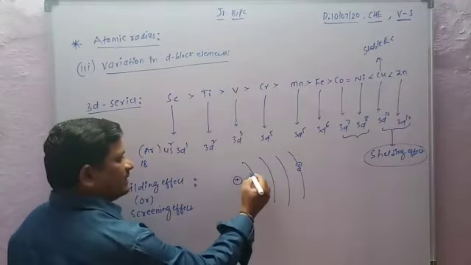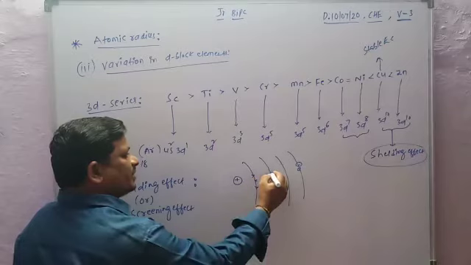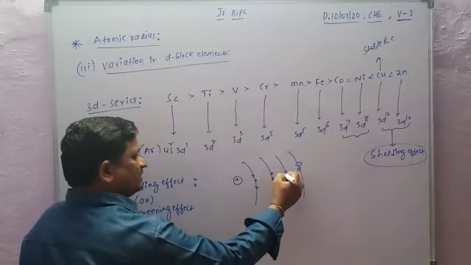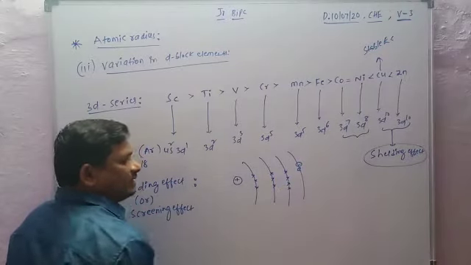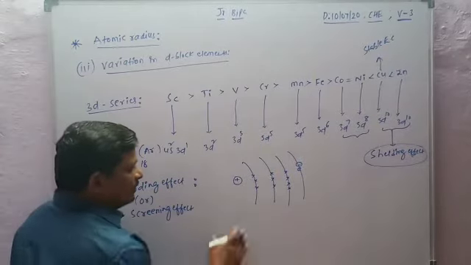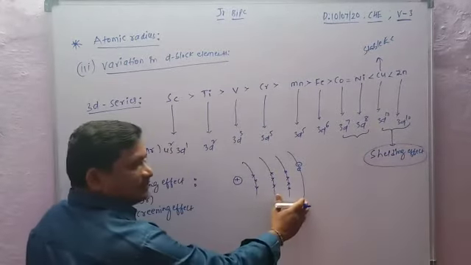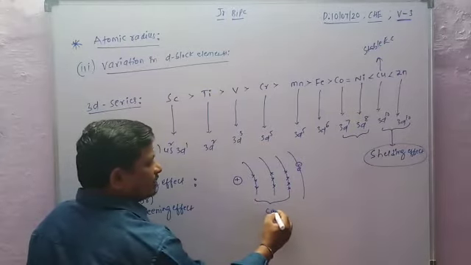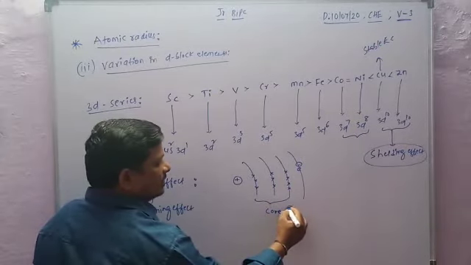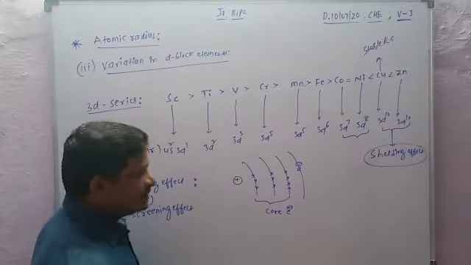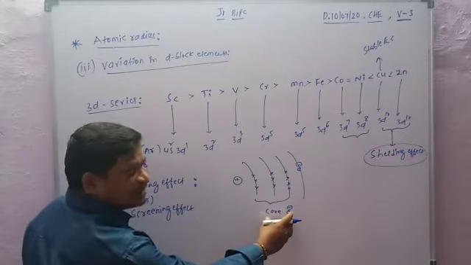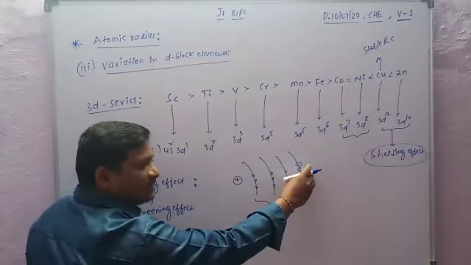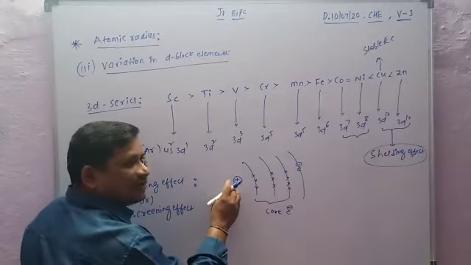Some electrons are present in inner shells. Except for the valence electrons, the remaining electrons are known as core electrons. Core electrons protect the valence electrons from nuclear charge.